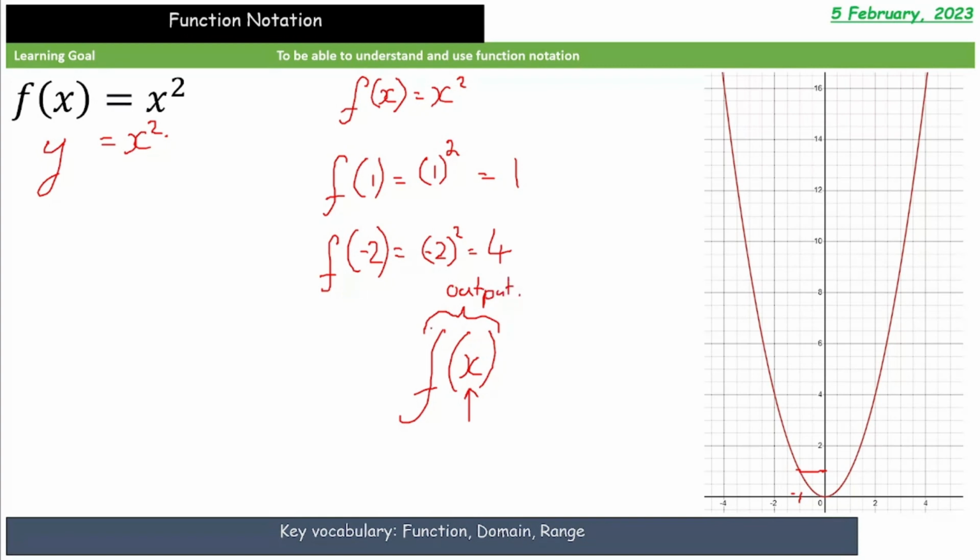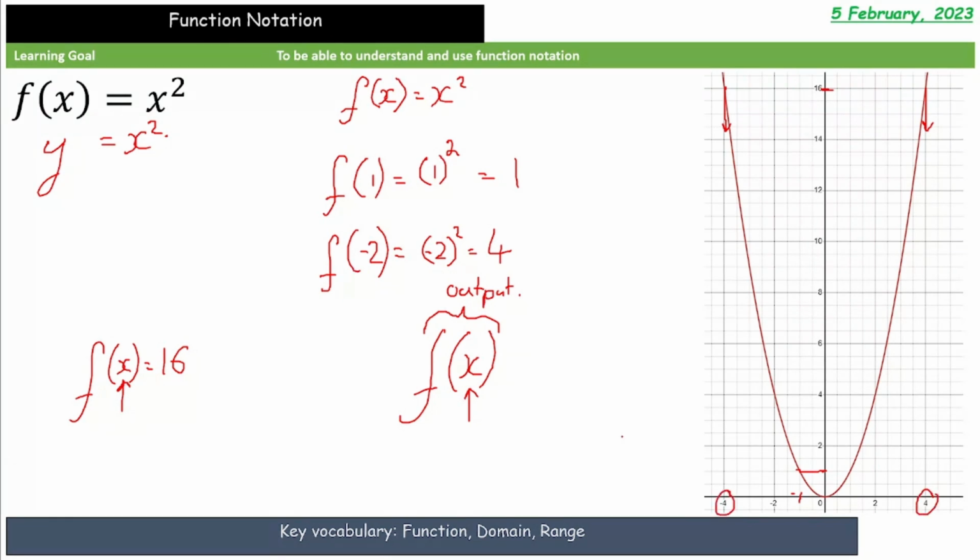Another thing you could do is find out when f of x equals 16. So when does the output of this function equal 16, what would the input have to be? We could look at 16, go across, find our function, and go down, and here you'll notice we have two potential values. We have 4 or negative 4.